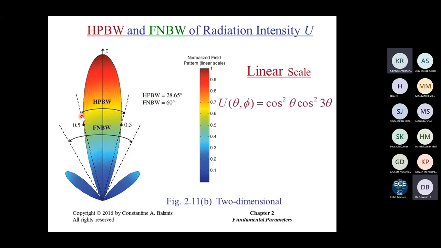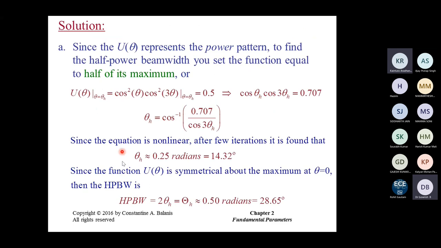So half power beam width is what? Half power beam width is twice the 14.32 degrees. So you will be able to calculate the half power beam width in this methodology. So you can use MATLAB and solve it and calculate the half power beam width.